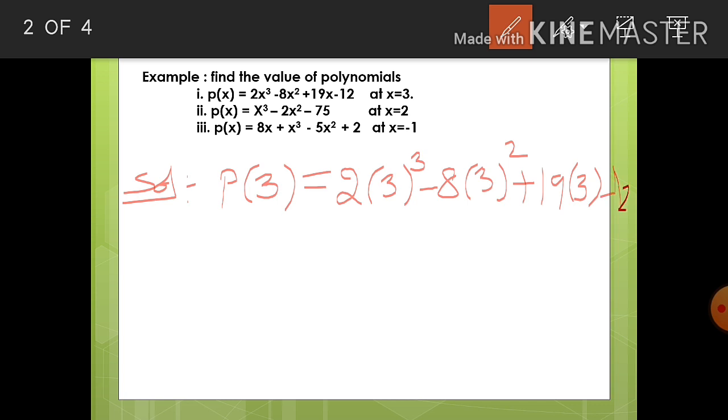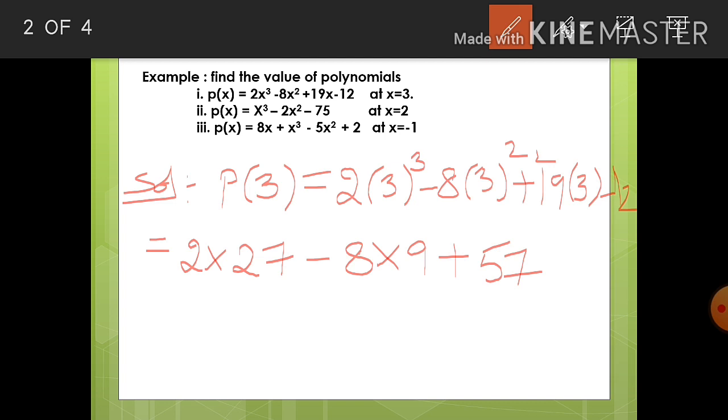Minus 12. Okay, now 2 into 3 cube: 3 into 3 is 9, 9 into 3 is 27. Minus 8 into 3 into 3 is 9, plus 19 3s are 57. 3 9s are 27, 2 3 1s are 3, plus 2 is 5, minus 12.